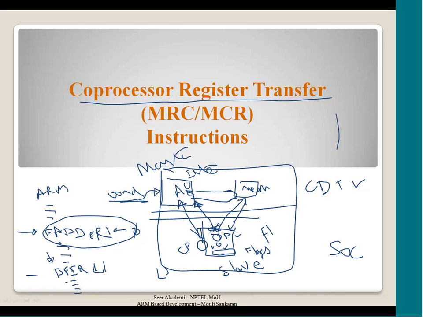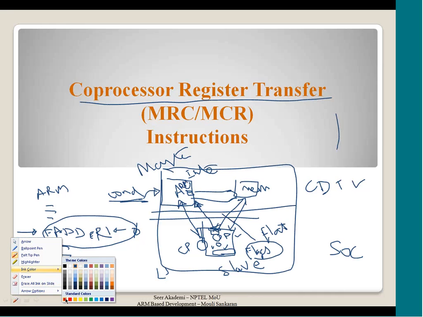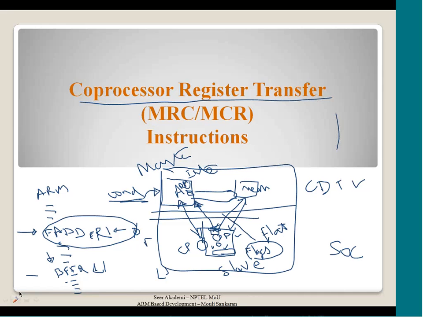But suppose a data transfer instruction converts the format and then puts it in the ARM core. Then the values can be exchanged between the ARM core and the coprocessor, as well as some conditional flags. Flags can also be exchanged between them. Flags can also be exchanged between a coprocessor and an ARM processor.